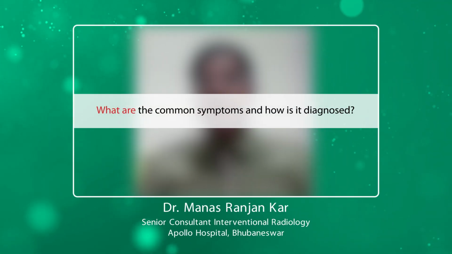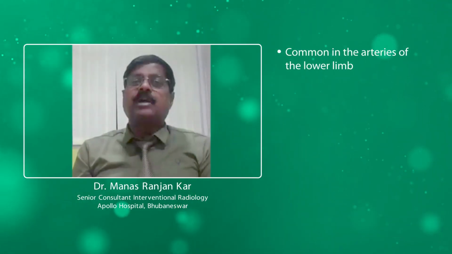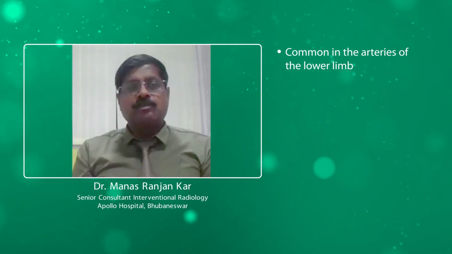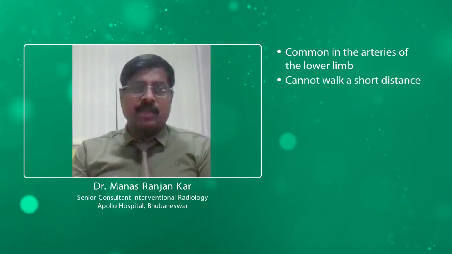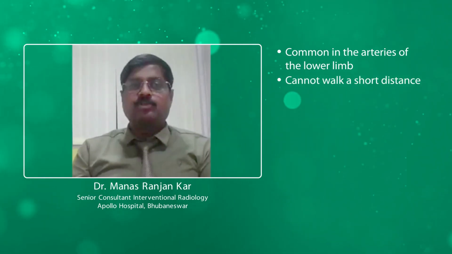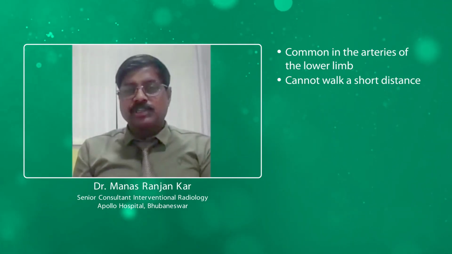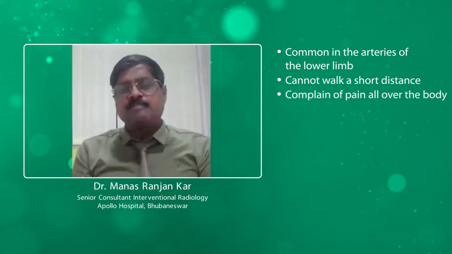What are the common symptoms of peripheral vascular disease and how do we diagnose them? This is more common in the lower limb arteries, meaning the infrarenal aorta and lower limb arteries. The most common symptom is that the patient cannot walk a distance of half a kilometer, or 400 meters, or 200 meters. These patients usually have diabetes, a smoking history, or a hypertensive history. The patient will complain of pain every time.